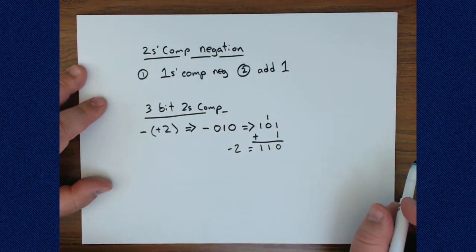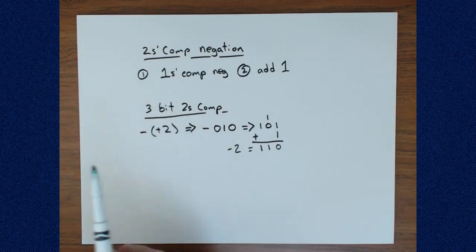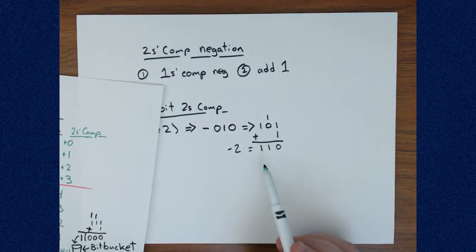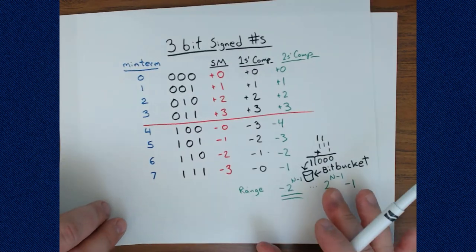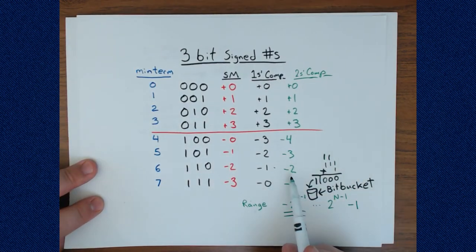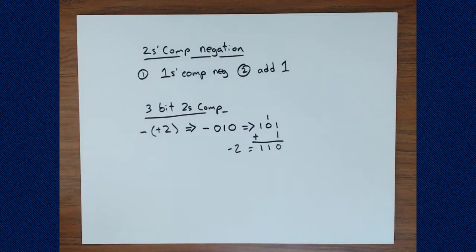Now, of course, we want to ensure that this works in the other direction, but before we do, let's see if that jives with what we had on our table before. So we're saying negative 2 is 1, 1, 0. Let's just double check that this is the case. -2, 1, 1, 0. Excellent. We're in great shape.